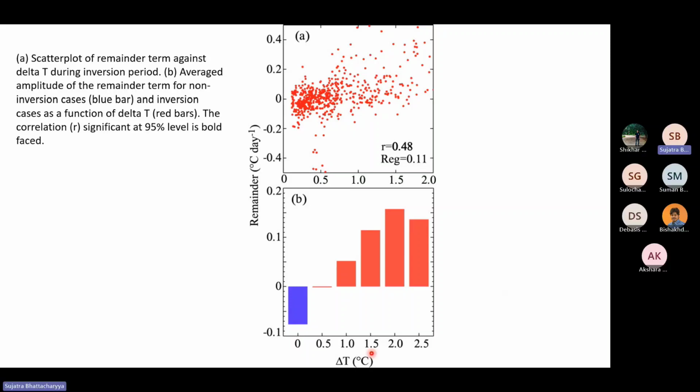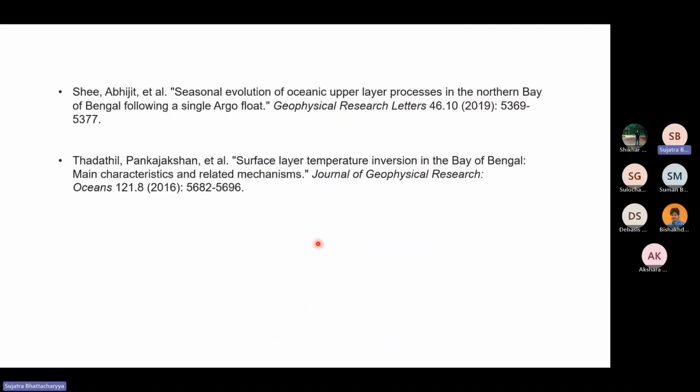The stronger the inversion is, which means the stronger this negative gradient of temperature is, the more it will try to warm the SST. And the more it is correlated with the remainder term, which is delta, in degrees Celsius per day, which is the tendency. This plot again shows the same fact, but with different kinds of statistics, showing that the surface layer temperature inversion tends to warm the SST.